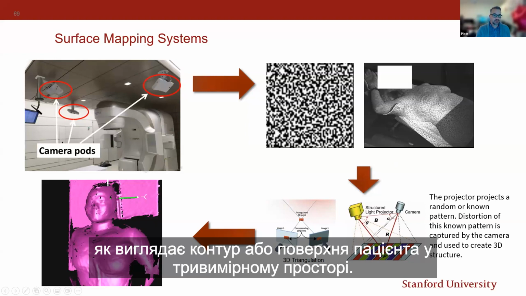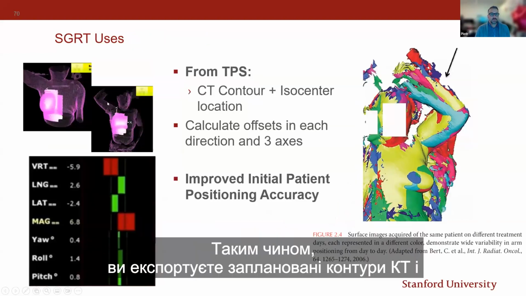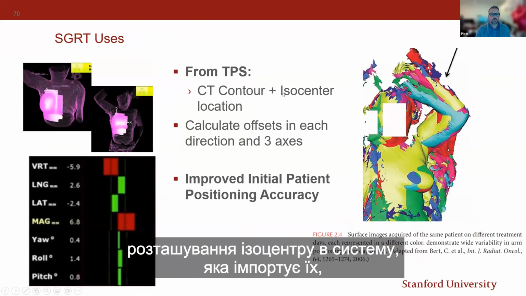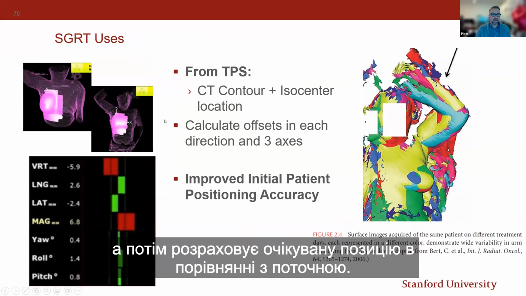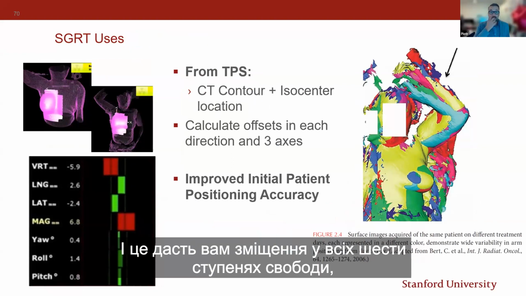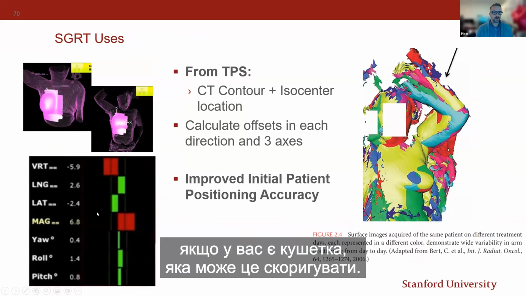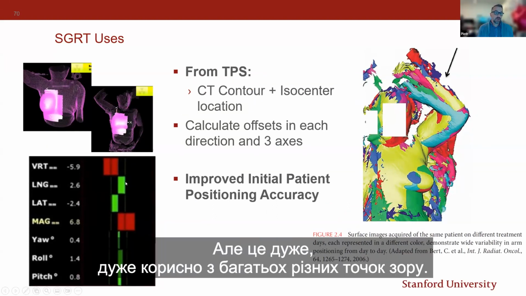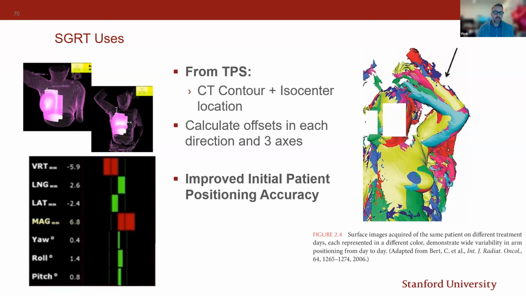like in 3 dimensions. The way that you use it is you export your planned CT contours and your isocenter location to the system, which imports it and then calculates your expected position versus your current position, and it'll give you offsets in all 6 degrees of freedom if you have a couch that can correct for that. But this is really beneficial from many different standpoints.